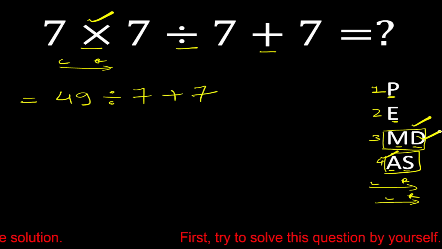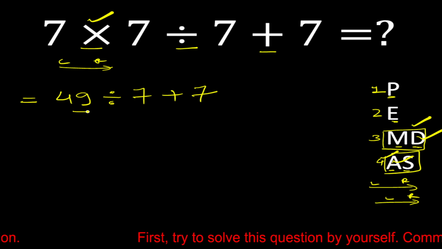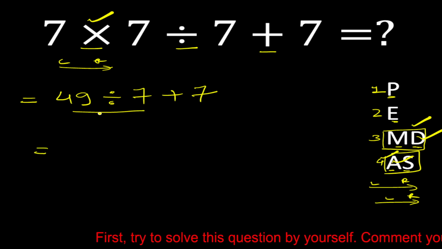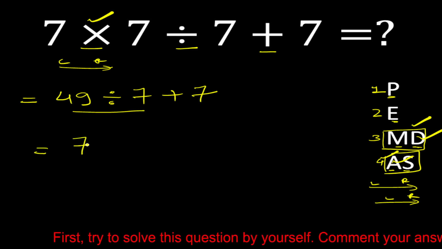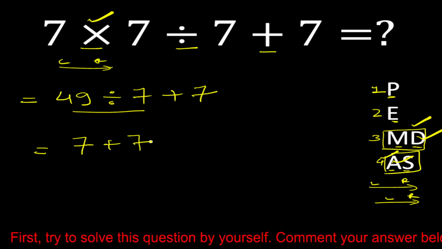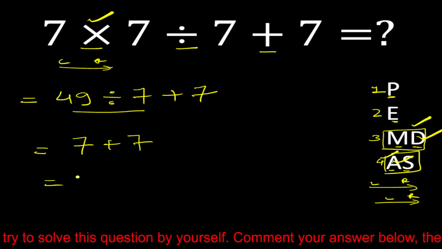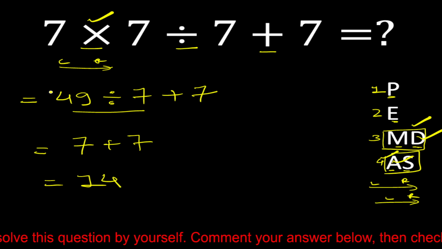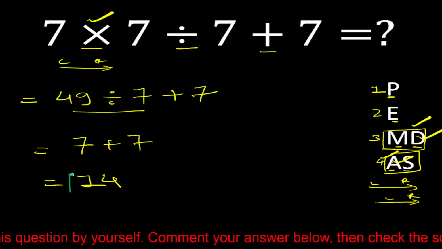Now first we have to solve division, then we have to solve addition. Okay, so first we have to solve this division. So 49 divided by 7 is equal to 7, plus 7. So now 7 plus 7 is equal to 14. So the correct answer is 14.